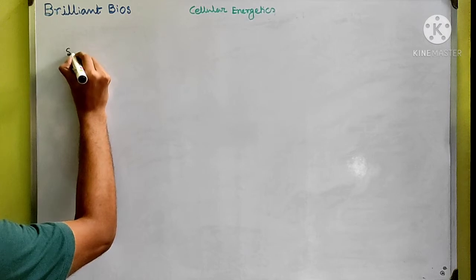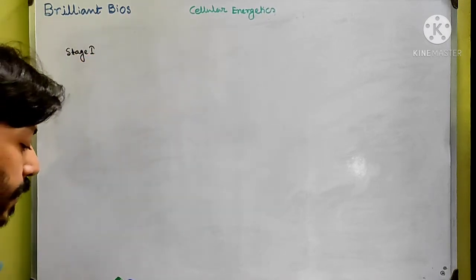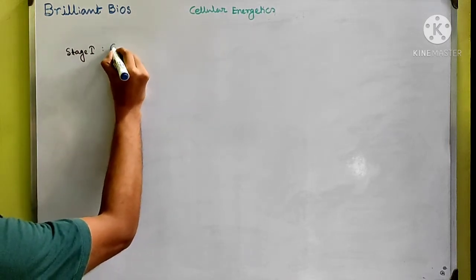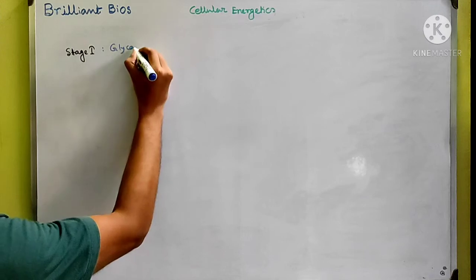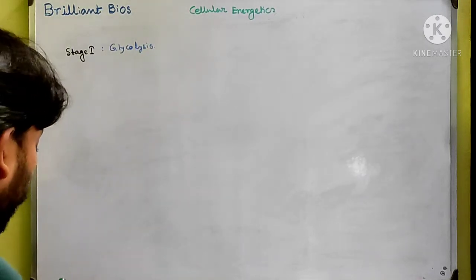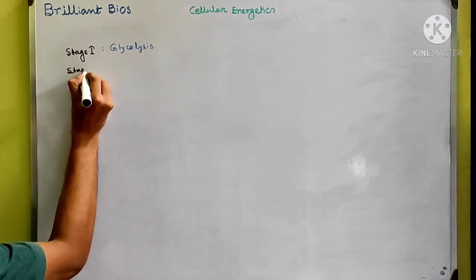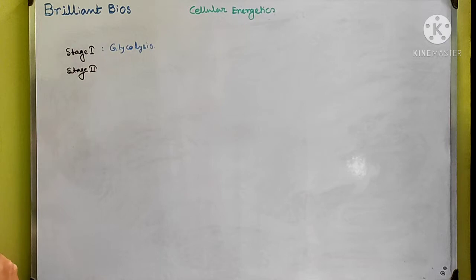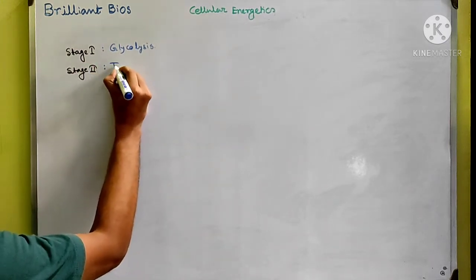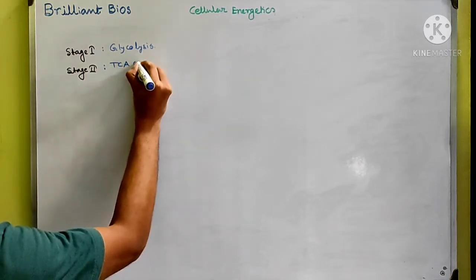So there are 4 stages. I can write here stage 1. This stage 1 is the glycolysis process. We will learn this topic, glycolysis. Stage 2 is known as tricarboxylic acid cycle, or citric acid cycle, or Krebs cycle. So I am writing here only TCA cycle.